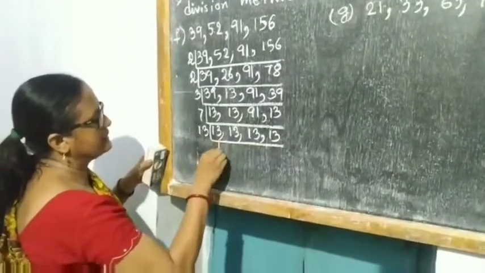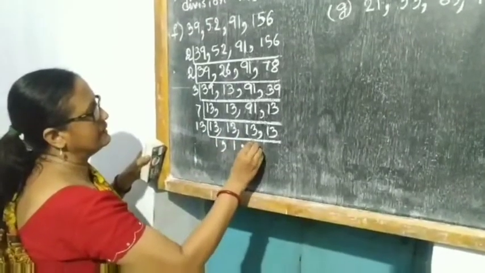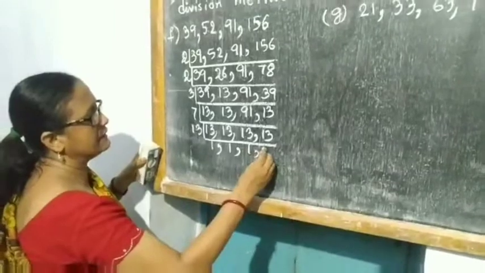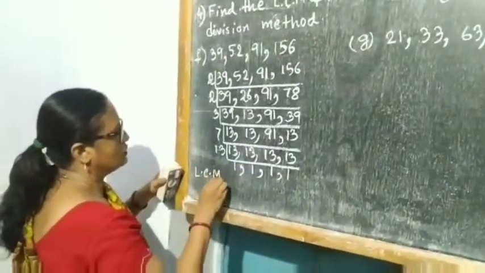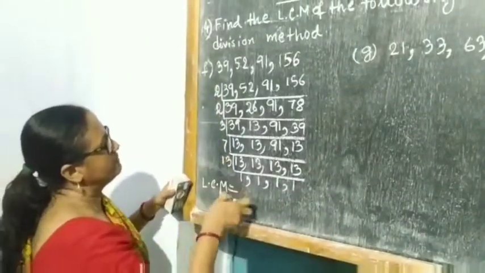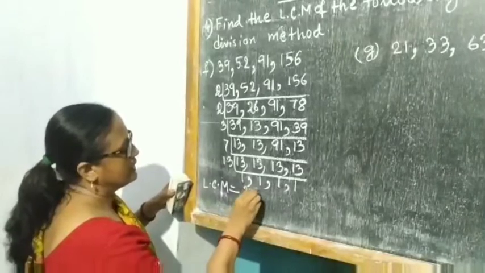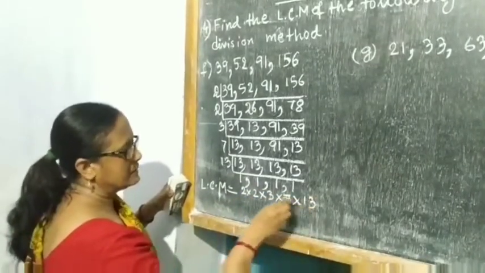So 13 divided by 13, 1. 13 divided by 13, 1. 13 divided by 13, 1. 13 divided by 13, 1. So LCM equal to, you have to find the product of the prime factors. So 2 into 2 into 3 into 7 into 13.